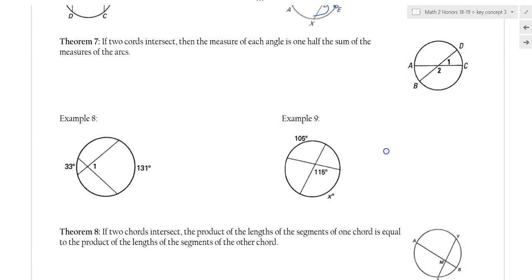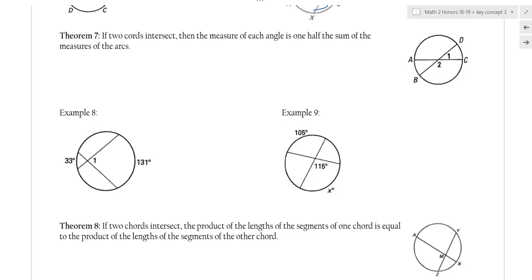All right, theorem 7. If two chords intersect, then the measure of each angle is 1/2 the sum of the measure of its arcs. So what is this actually telling us? So these two chords intersect. One thing to remember is we know these two angles are equal because they're vertical angles. So the measure of both of those, doesn't really matter which one you're trying to find, is 1/2 the sum of the measures of the arcs.